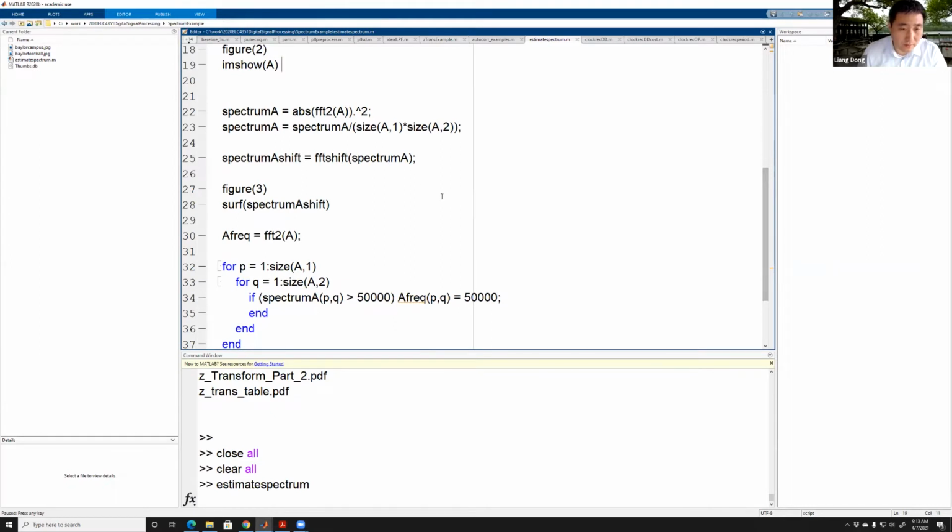Then also, we will have an FFT shift. It's the same as for one-dimensional FFT. FFT shift is just to shift the DC to the middle. Instead of from 0 all the way to Fs, now I'm going from negative Fs over 2 to positive Fs over 2 over the entire window.